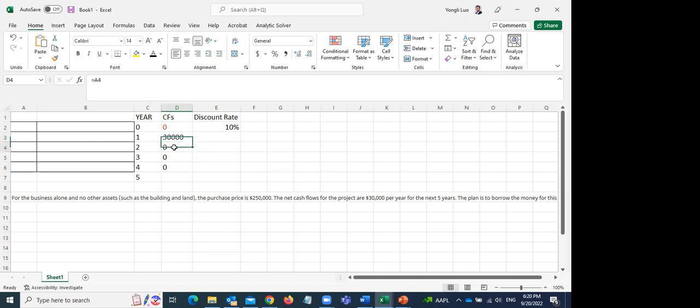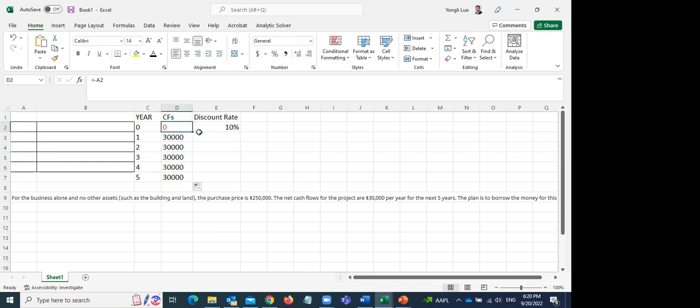D4. Yeah, this one. Then 30 is also 30,000, right? All the way to year 5, for the next 5 years. Yes. Okay, that's what the net cash flow for the project is: 30,000 per year for the next 5 years. Okay, so what is this one here?